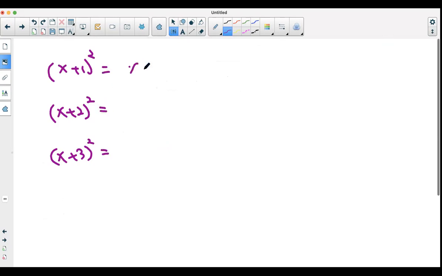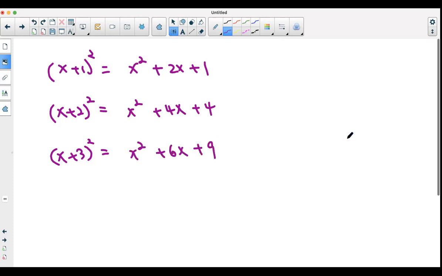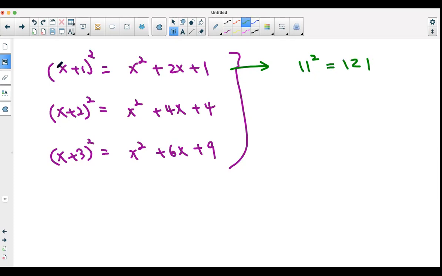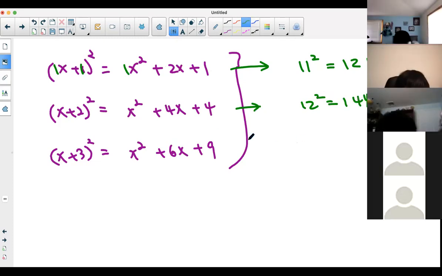And I'm sure I probably shared it with you one time, if you've been with me for a while. x squared plus what? 4x plus 4, and x squared plus 6x plus 9, right? You're supposed to memorize these things, but I mentioned that you already memorized them, you just don't know that you memorized them. How so? Because this can be resembled by 11 squared is equal to 121. These are simply the coefficients. How about that? 12 squared is equal to 144. And as you can see, the last one is what? 13 squared is equal to 169.